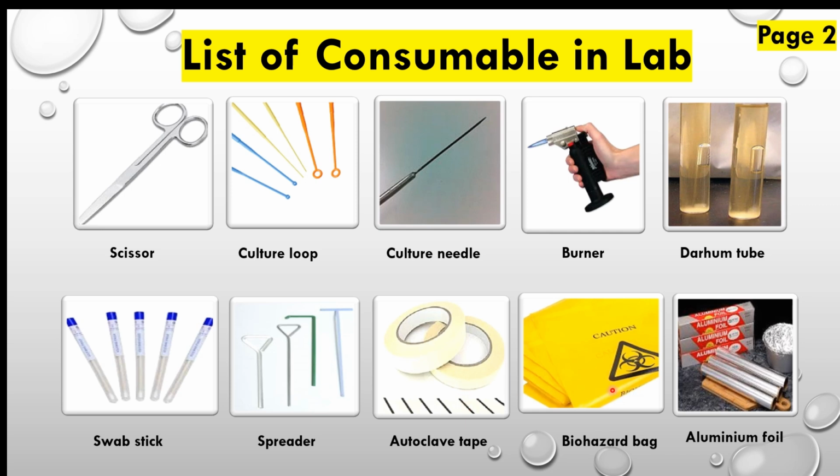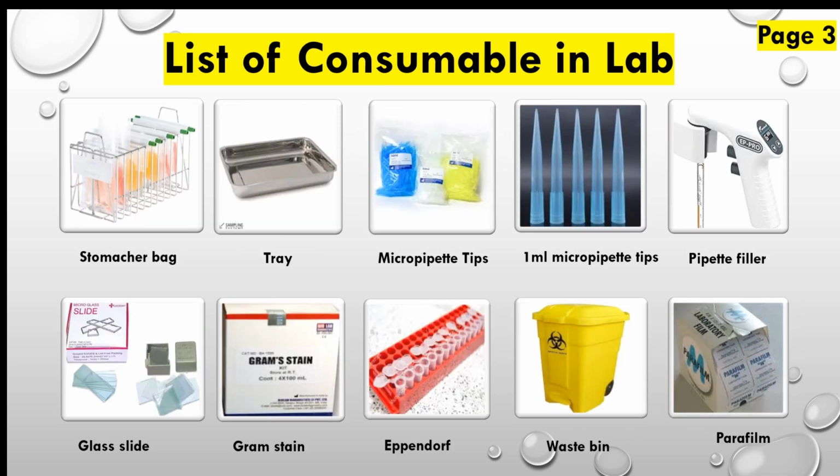Biohazard bags are a very important thing, especially when we decontaminate our media, our items, and our used plates; we use these biohazard bags. Aluminum foil is used for any kind of sterilization; we wrap our materials in the aluminum. Stomacher bags: when we want to process any samples, we simply take our sample in these pre-sterilized bags and place them in their holders. A tray is normally used for shifting materials from one place to another.